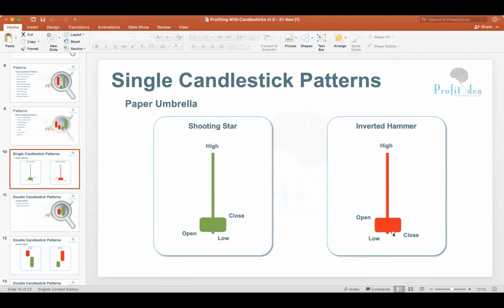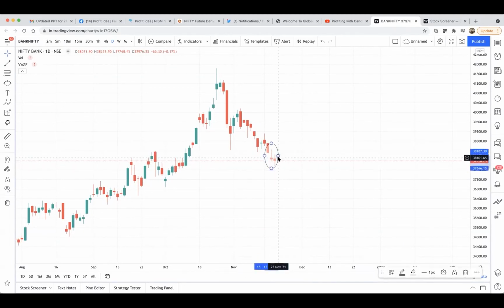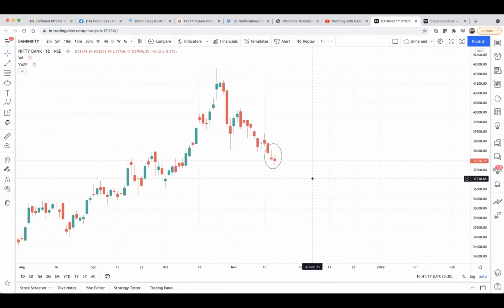In this particular case, whenever you see an inverted hammer getting formed, always take a stop loss, and that stop loss mechanism is different from what we have with the shooting star. For example, let me show you this live candlestick pattern on the live chart. This is the live Bank Nifty chart. I don't know what is going to happen tomorrow, but what I can see on the Bank Nifty chart is that it is bullish. And I'll tell you why.